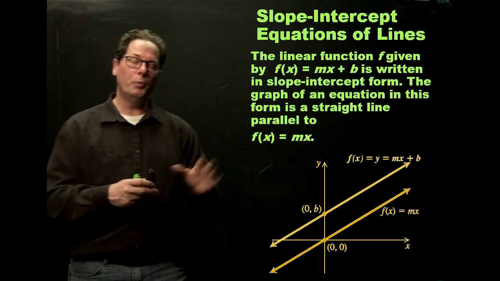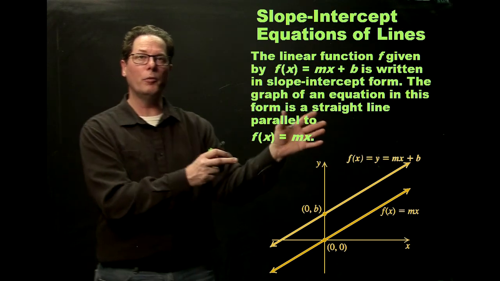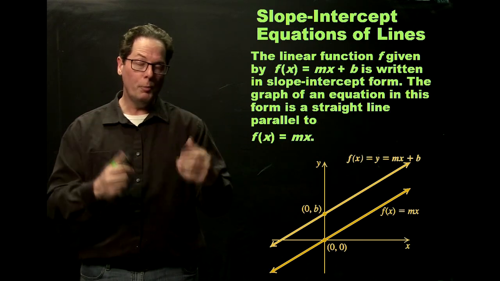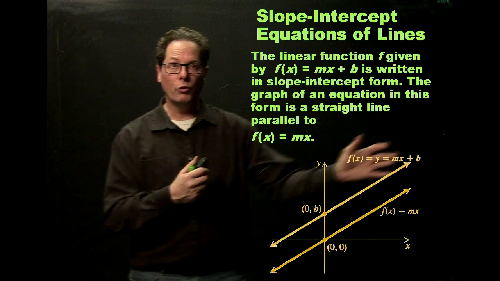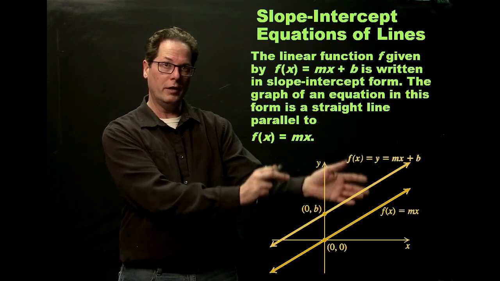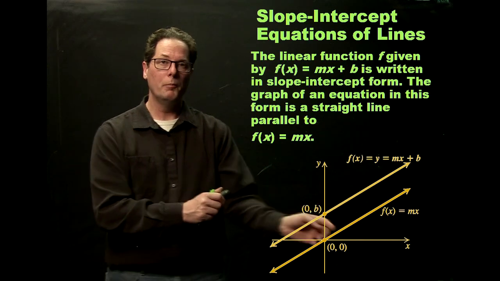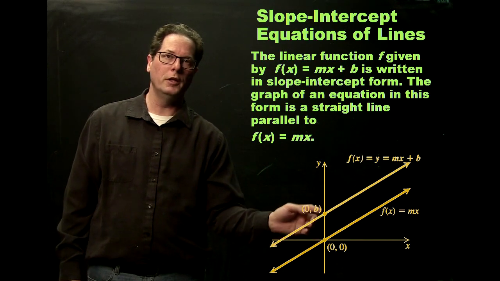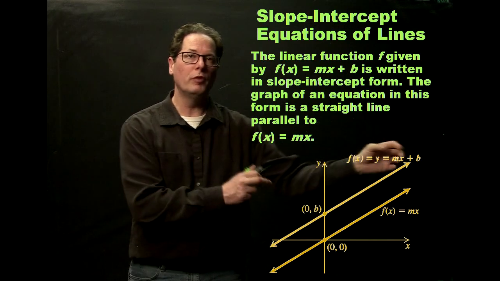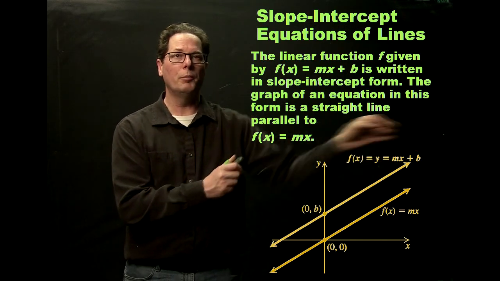Now, once you have the slope, there's one other thing that determines what your line looks like, and that is the y-intercept. So you need a slope, and you need a y-intercept. So you get this parallel lines thing here. These 2 lines have the same slope, but different y-intercept. This one goes through the origin, this one goes through the y-axis at b. So y equals mx plus b. That's why we call it the slope-intercept form.